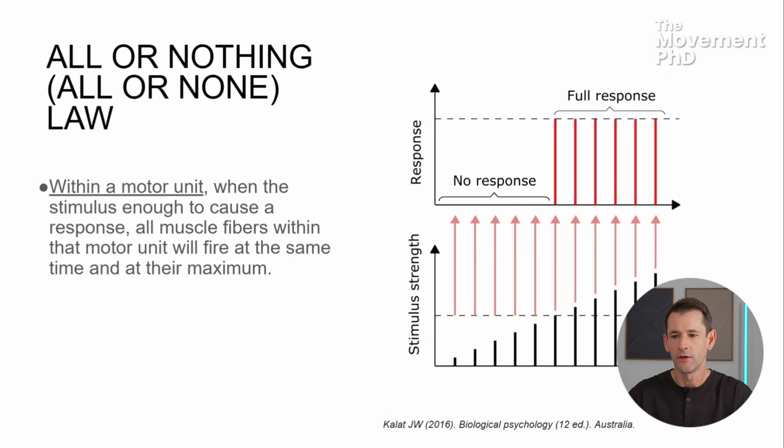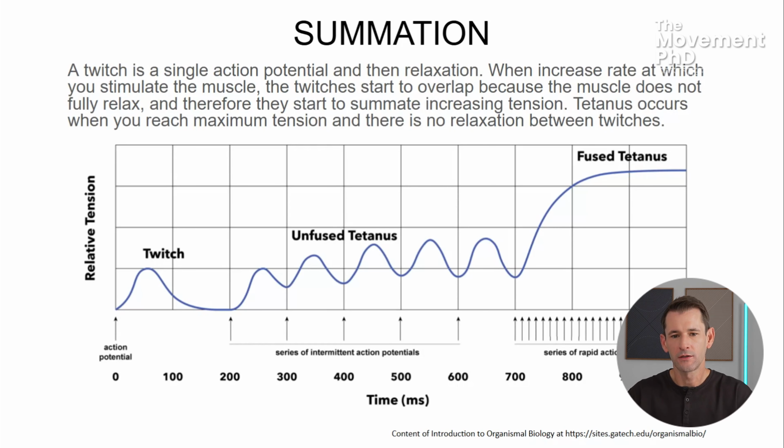So again, the all or nothing or all or none law states that within a motor unit, when a stimulus causes a response, all of the fibers within that motor unit fire maximally. It's either on or it's off. That's why it's all or nothing. Below threshold, nothing. Above threshold, it is all. Full strength contraction. Next, let's talk about how we go from a twitch to a nice fused muscle contraction.